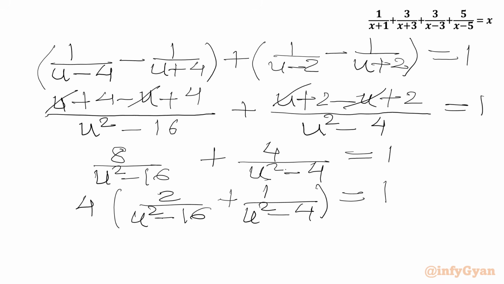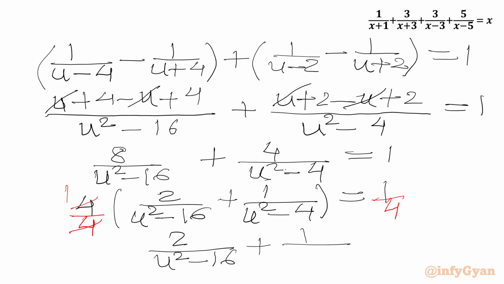equal to 1. Now we will divide both sides by 4. So let us divide LHS and RHS by 4. So 4 over 4 is 1. We will write the equation 2 over u square minus 16 plus 1 over u square minus 4 equal to 1 over 4. Let me write the equation over here.